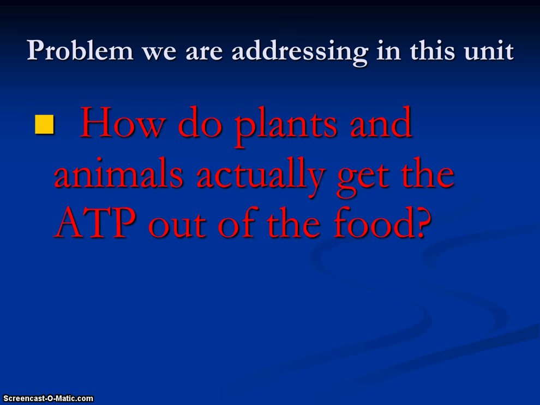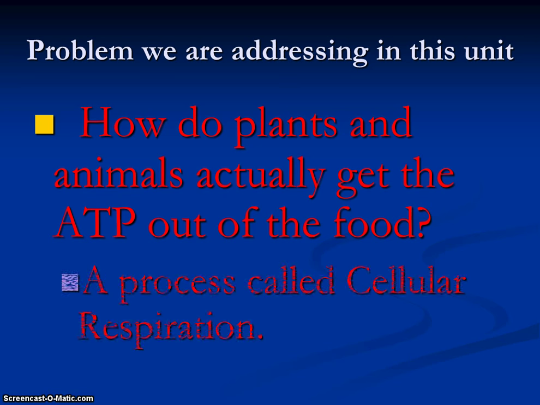So what we're going to be looking at is how do organisms actually get ATP out of the food that they have or that they take in. How do plants get ATP from the food they make through photosynthesis, and then how do animals actually get that ATP from the food that they take in? And once we figure out how this process works, we'll be looking at cellular respiration.